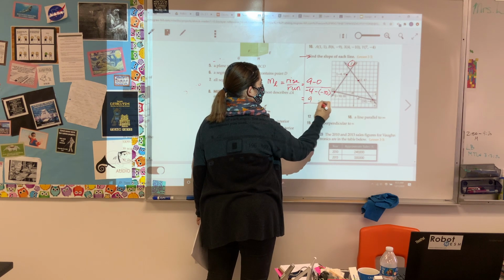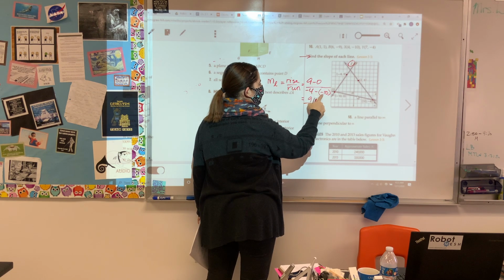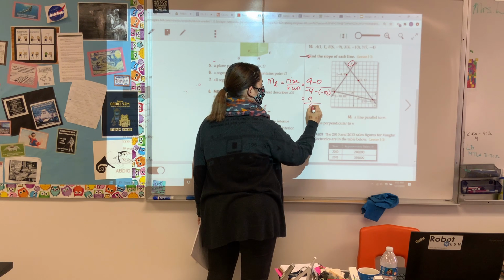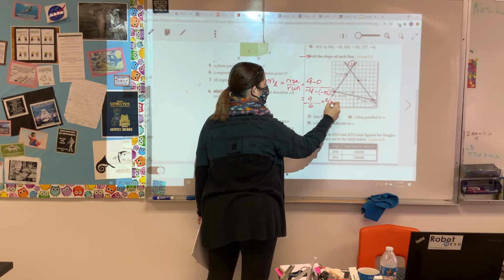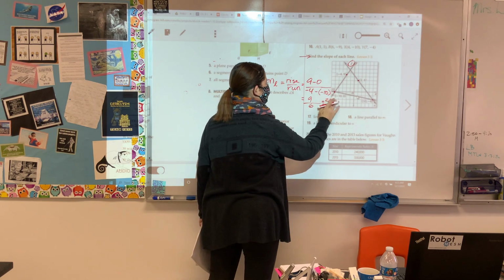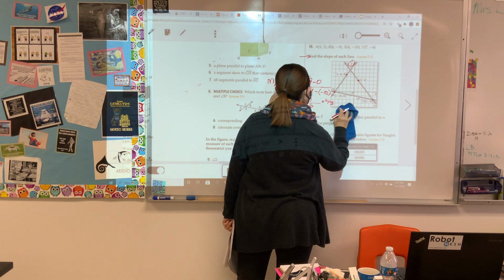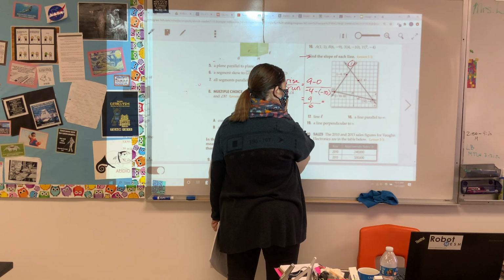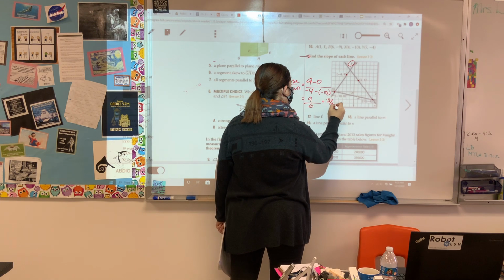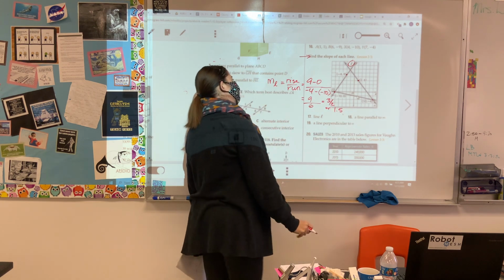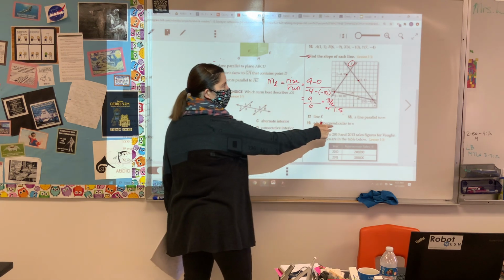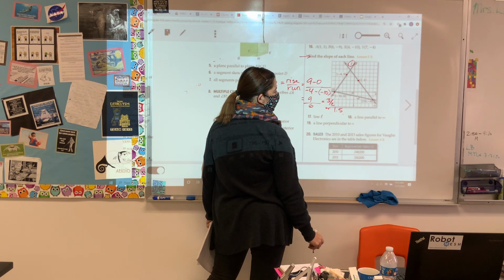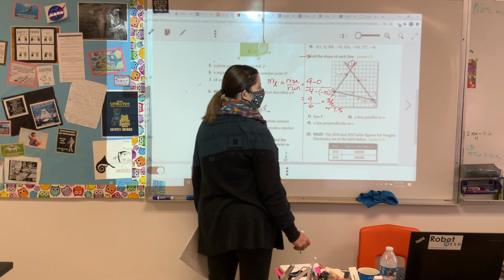9, -4 subtract -10, so that's the same thing as adding 10. So this is going to be 6, which is 2/3. Oh, sorry, wrong way. This should be 3/2 or 1.5. Okay? To find the slope for the line that's parallel to M.